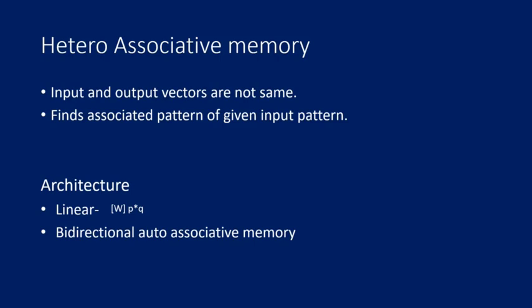But this particular type of memory finds the associated or related pattern of some given input. Now both of these were the types according to memory, but if we consider the architecture, then memory networks can be classified as linear or bidirectional. So the first one, the linear model.